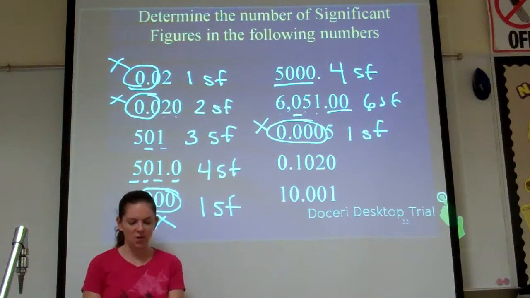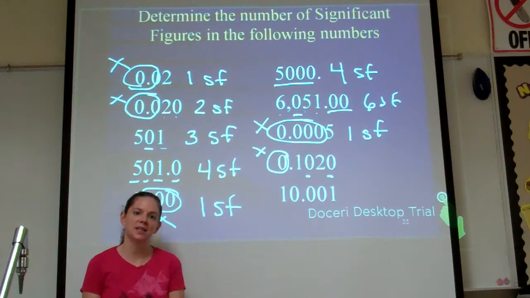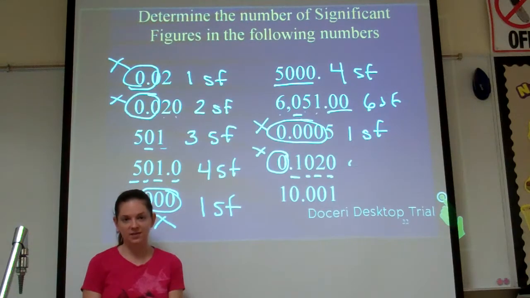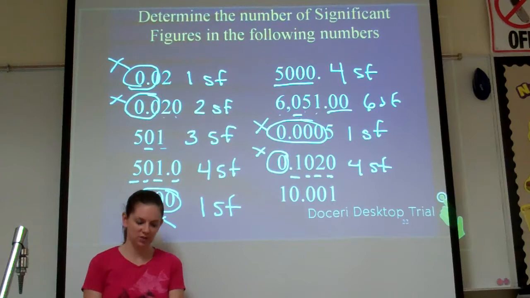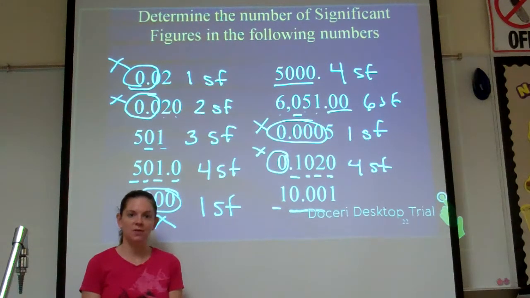Looking at our next one, 0.1020. Leading zero up front. Again, there's no numbers before it, so it does not count. The captive zero counts, and our trailing zero counts because there is a decimal place. So we have 1, 2, 3, 4 significant figures. And our last one, 10.001. All of these zeros are captive zeros and will count. So 1, 2, 3, 4, 5 significant figures.